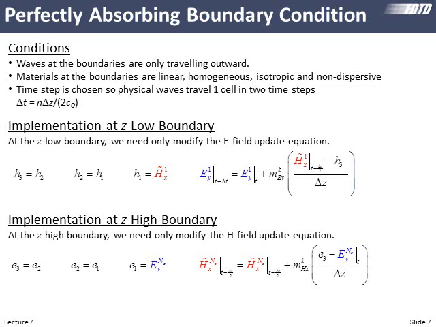Given all that, we choose our time step so that the wave travels one cell in 2 time steps. We have an exact calculation. Now, since the wave is traveling exactly 1 cell in 2 time steps, we will know the field value immediately outside of our grid because it will be the same as the field value immediately inside the grid 2 time steps ago. And so that's exactly how we implement it, and we discussed that.